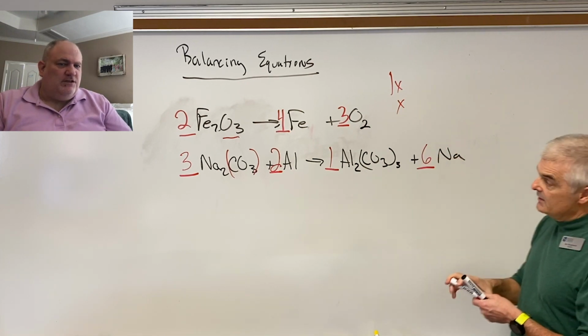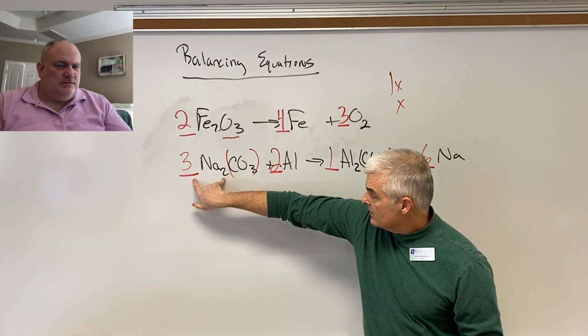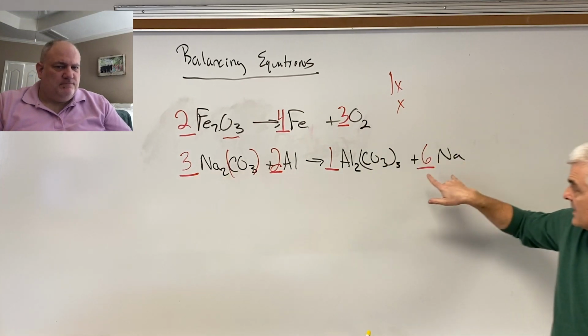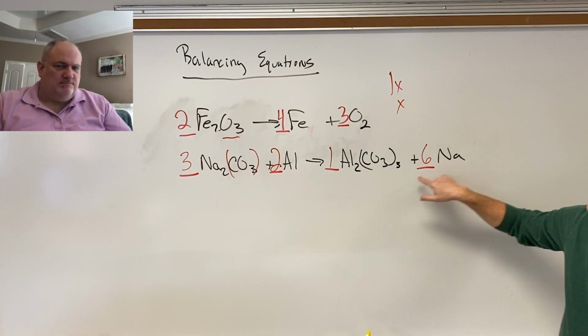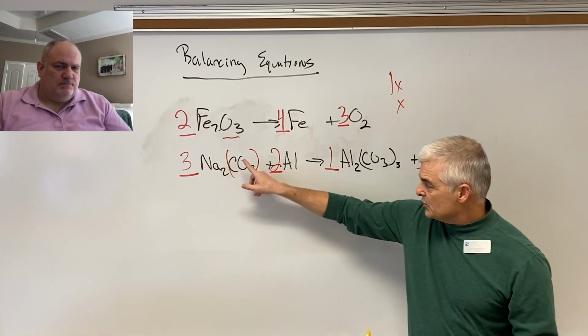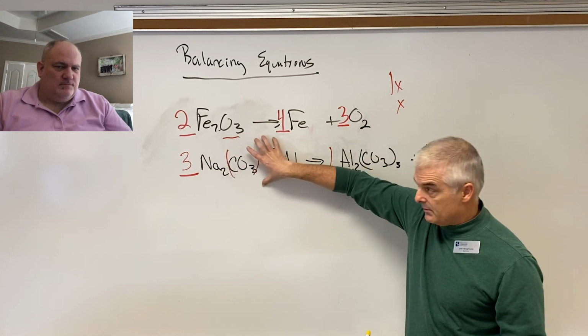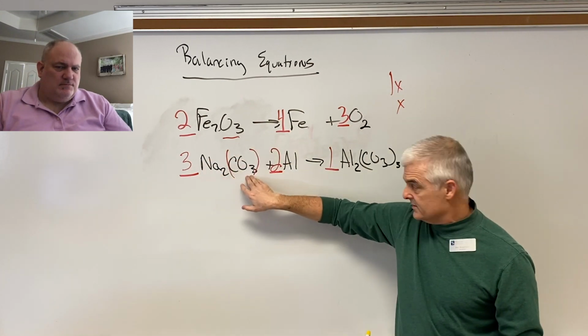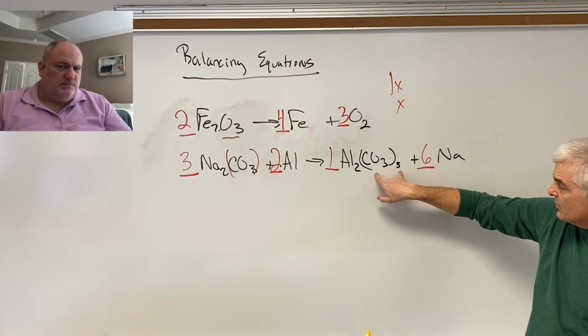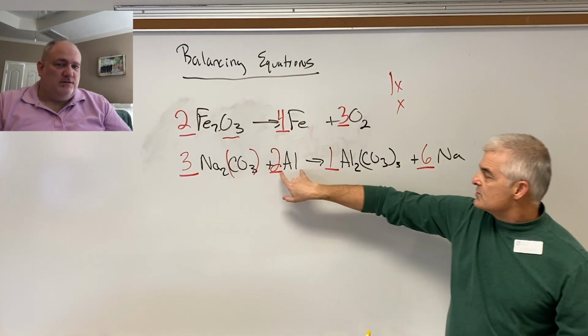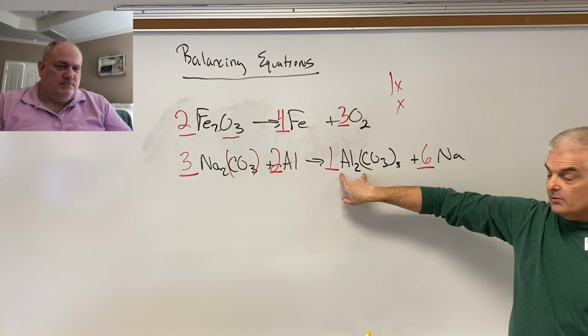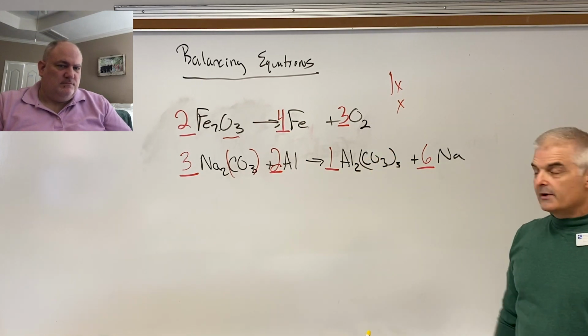And let's double check. How many sodiums here? 3 times 2 is 6 on this side. 6 times 1 is 6. How many carbonates? Now remember, this 3 multiplies this whole thing by 3. So there are 3 CO3s. We jump over here. How many CO3s do we have? 3. We have 2 Als here. We have 2 Als here. Star, we got it.